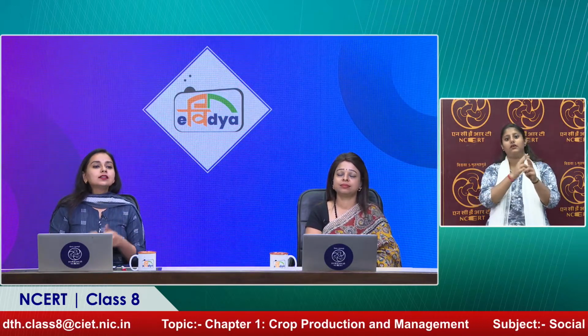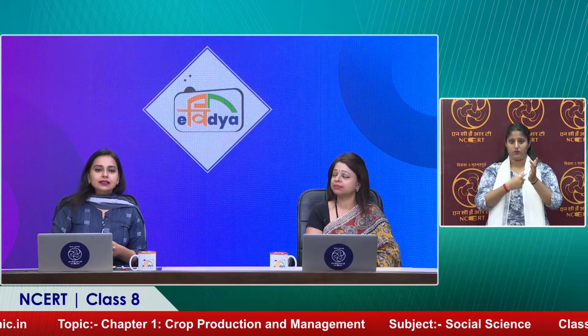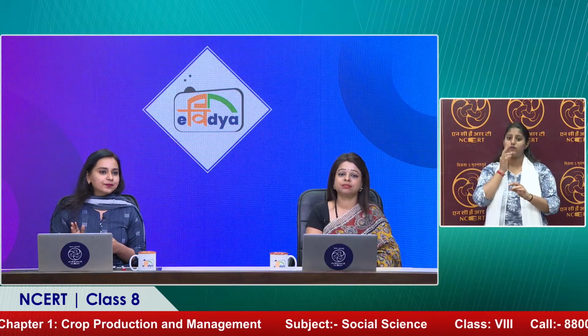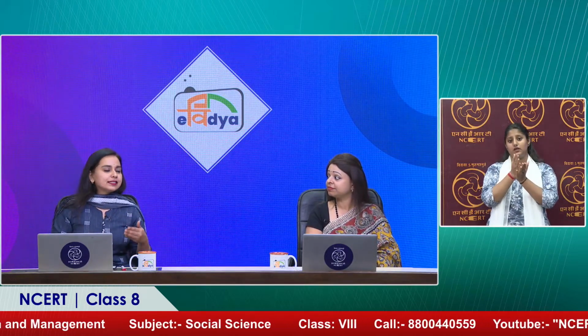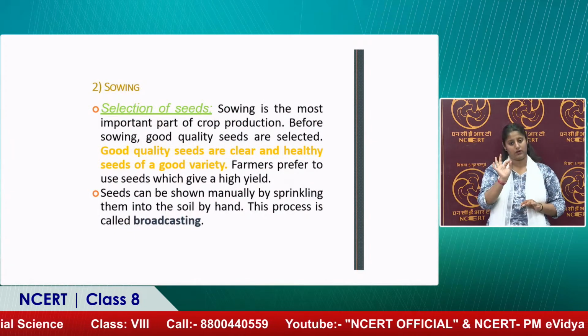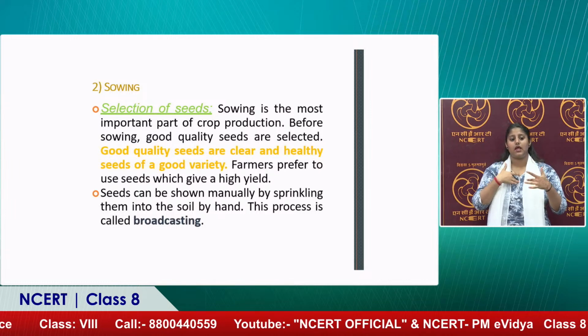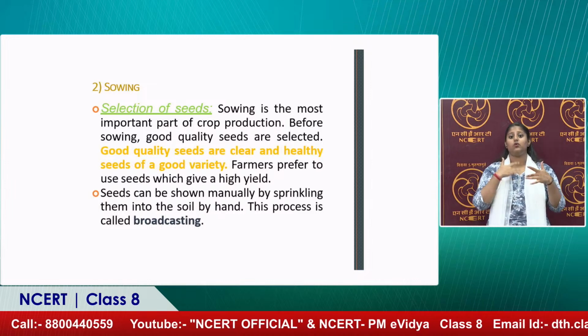Why? Because all the essential nutrients that the plant has are transferred to the fruit or the seeds, and get stored there. So seeds are, say, another life getting formed out of germinated seeds. Selection of seed is a very important part of agricultural practices. Now, good quality seeds, how to identify them, I have told.